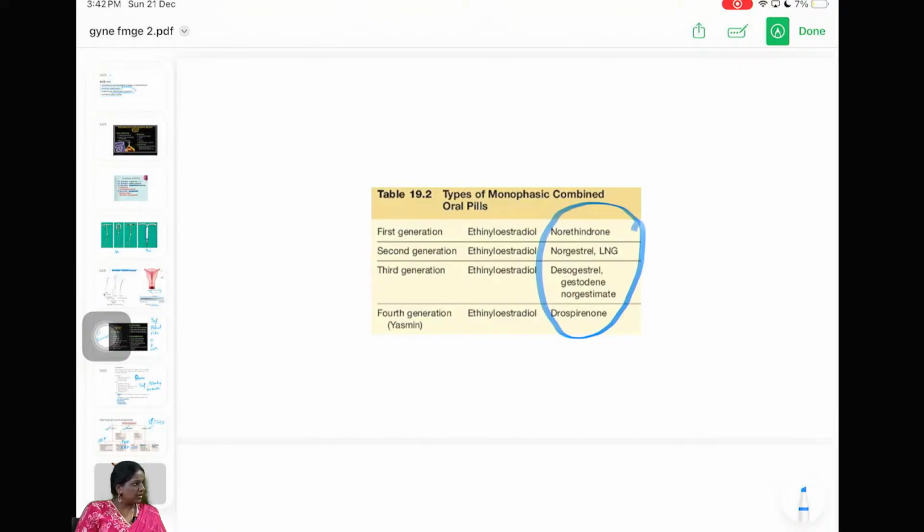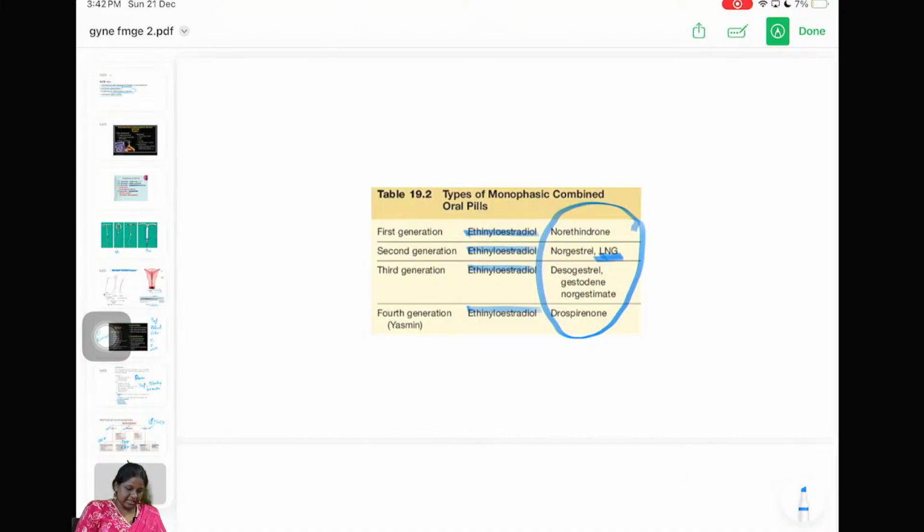So in OCPs we have got different generations of OCPs based on the generations of the progesterone. Very simple: norethindrone, if that is added to the OCP, it is first generation. Then it is levonorgestrel. This is the most famous one, a very commonly used progesterone that is added along with ethinyl estradiol. If you see, ethinyl estradiol is a constant in all the OCPs. Only the progesterone, depending on its generation, decides how we classify the OCP into different generations.